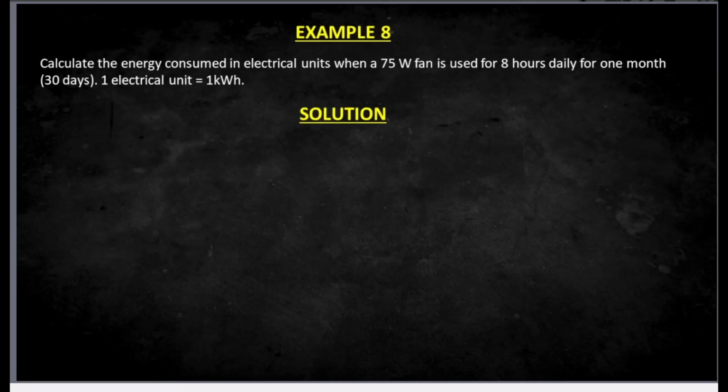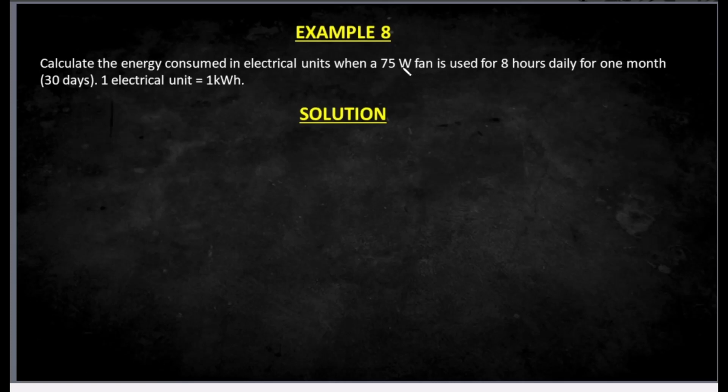So now we have this. Now let's see what we have. We have example 8. Example 8 is this: calculate the energy consumed in electrical units. And what is an electrical unit? It is 1 kilo, that is 1000, W is watt hours, which is normally like the PHCN here in Nigeria.